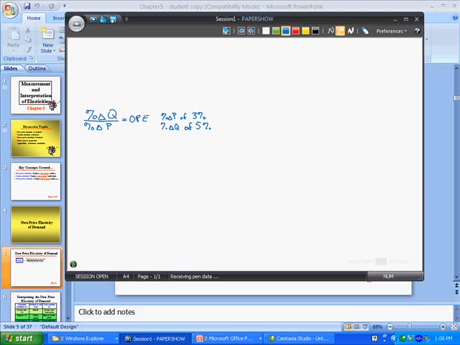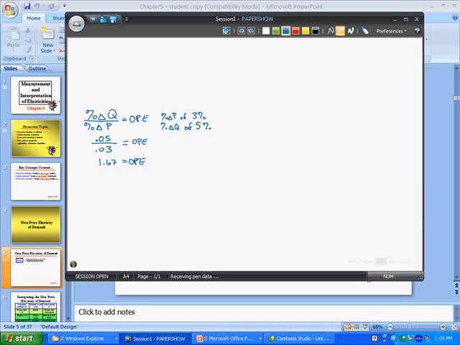What we're going to do is plug those numbers into our equation. So we'll have 0.05 change in quantity divided by 0.03, and that's going to equal our own price elasticity. So if we solve, you should get 1.67.